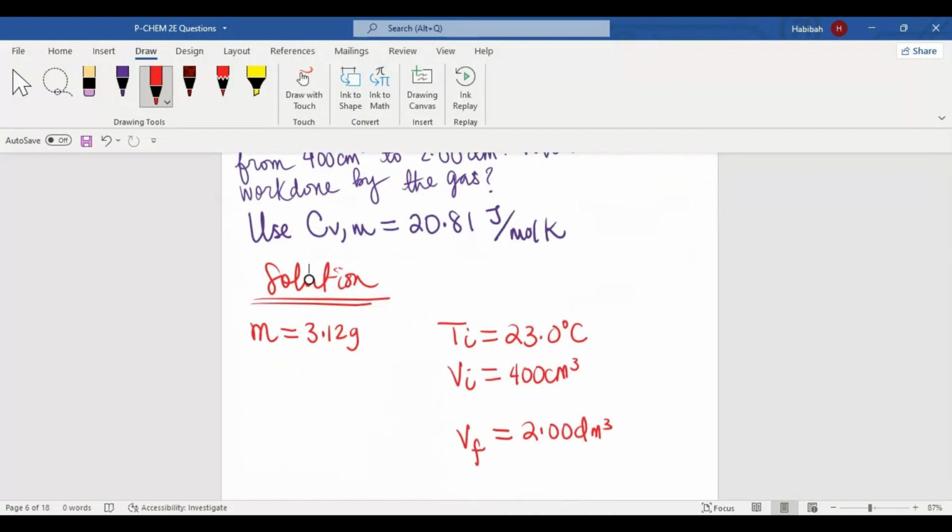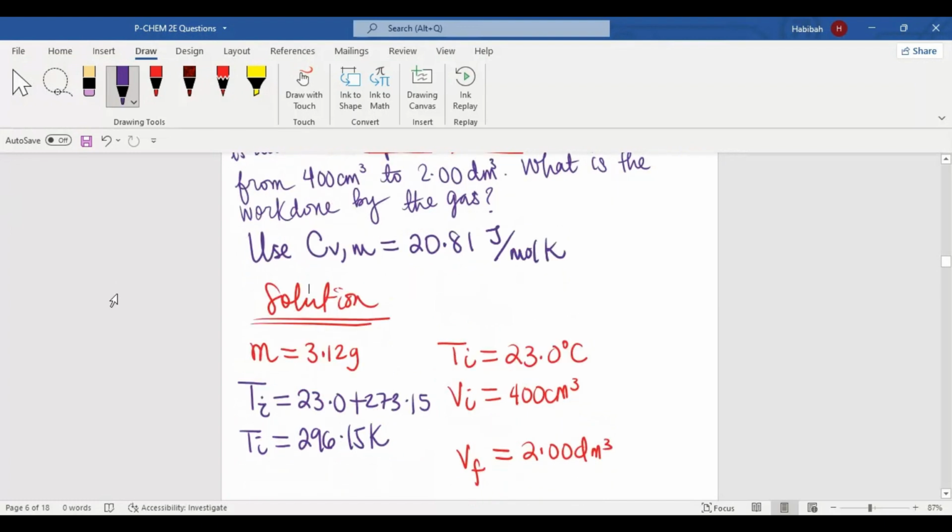Now, the first thing you have to note is our temperature is given to us in degrees Celsius. We have to go from degrees Celsius to kelvins. That's how you solve any question in thermodynamics. So that would be 23.0 plus 273.15. So the T initial would just be 296.15 kelvins. That is what we're going to be using in this question.